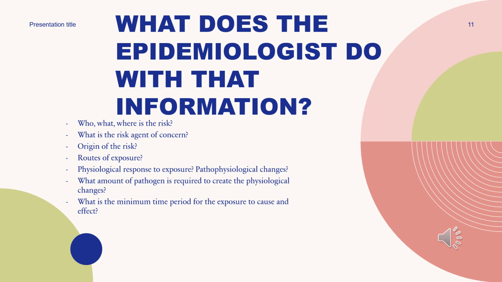Is there a point source? And then what are the routes of exposure? Mode of transmission, portal of entry, stuff like that. And then what is the physiological response to the risk agent exposure? Is it absorbed? Is it distributed throughout the body, localized to a concentrated specific tissue? How's it metabolized or excreted? And then what are the pathophysiological changes? What amount of the agent is required to initiate those changes? And then what's the minimum time period for the agent to cause a toxic effect or signs and symptoms?